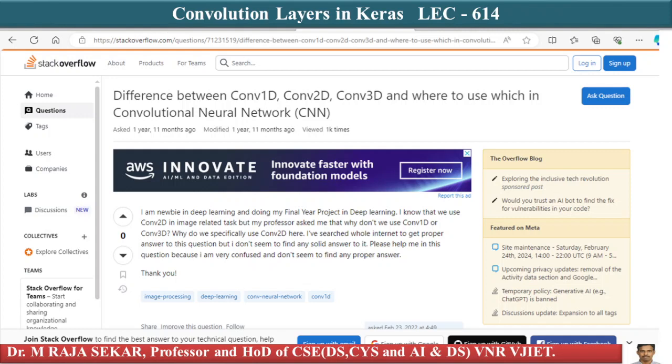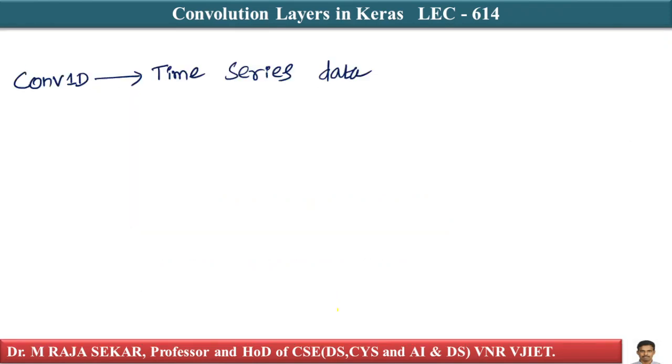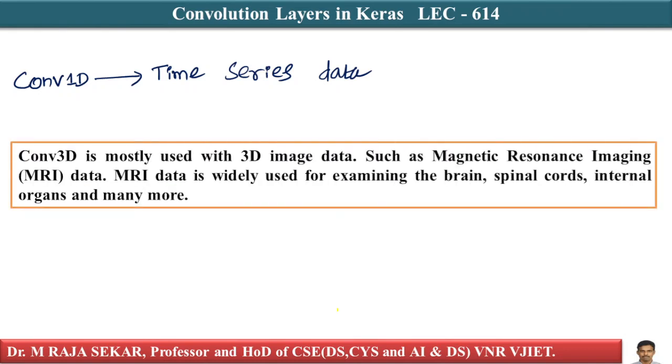When we actually work on time series data, Conv1D, I will explain Conv1D later. Conv3D is also useful. Conv3D is mostly used with 3D images such as MRI images. MRI data is widely used for examining brains, spinal cords, internal organs, and many more, isn't it? That's why I'm saying Conv3D is also useful.